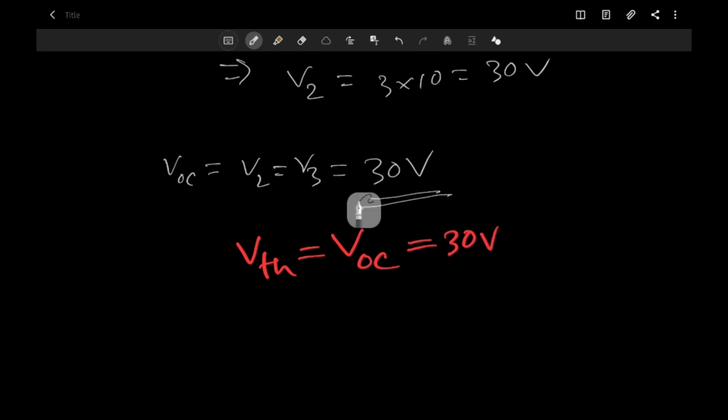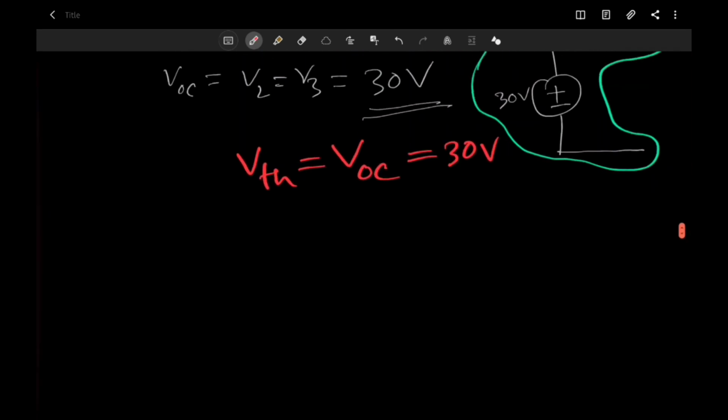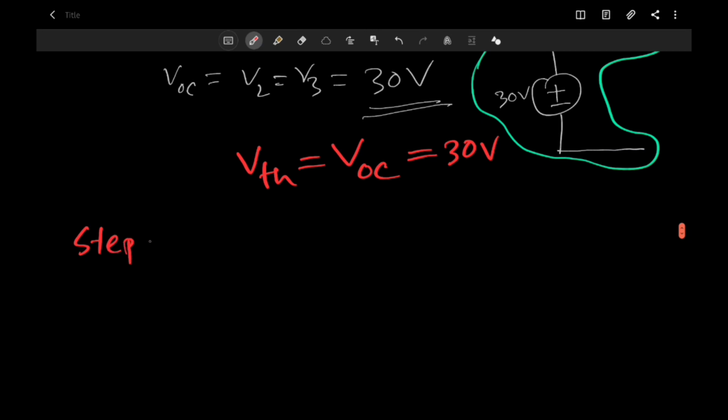So we have already solved one part of the puzzle, right? So this is 30 volt, and we still don't know the value of R Thevenin, but we have a formula for that as well, so nothing to be afraid of. Okay, so we have figured out some part of the puzzle at least. Okay, now it's time for step 3.